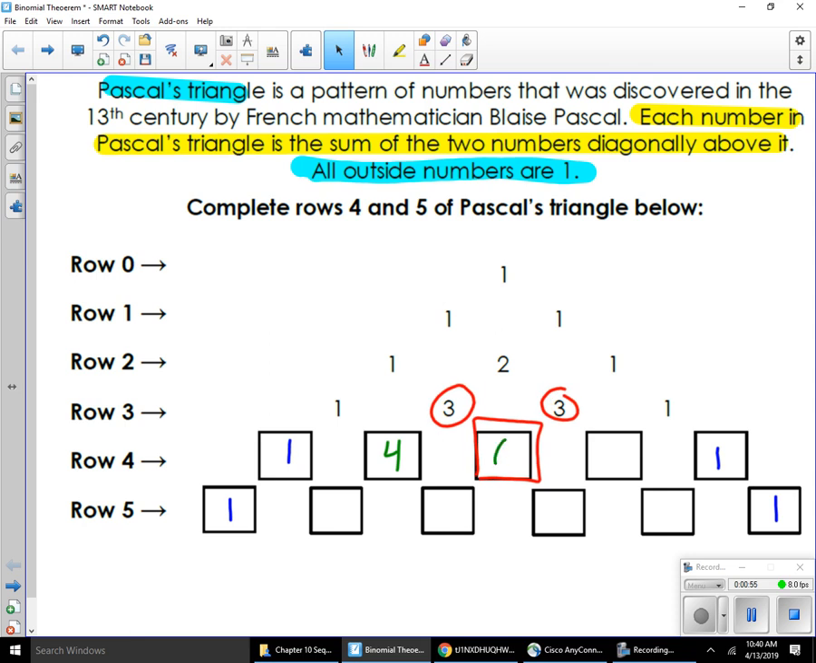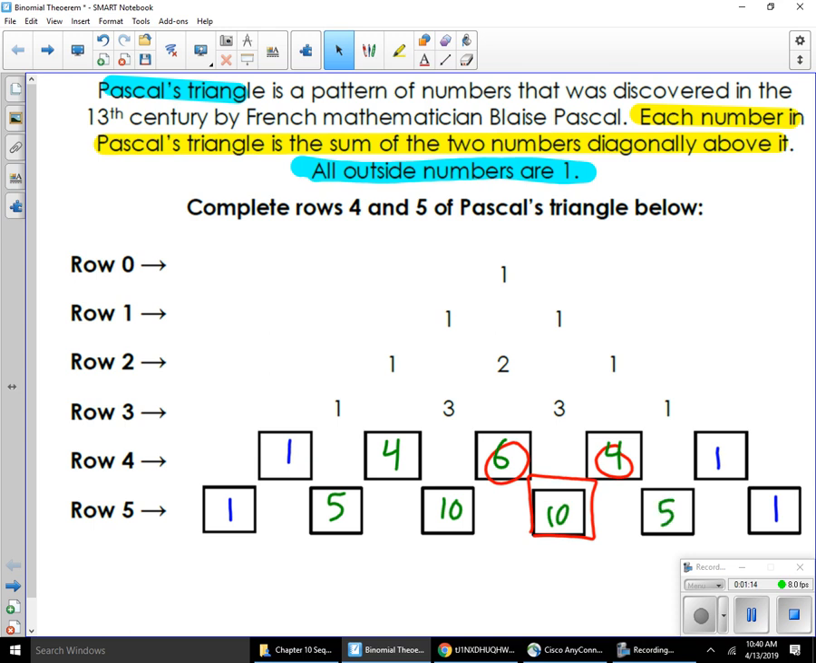3 plus 3 is 6. 3 plus 1 is 4. And then jumping down to the next row, 1 plus 4 is 5, and so on. 4 plus 6, 10. Another 10, and another 5.